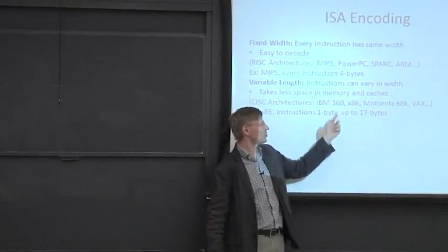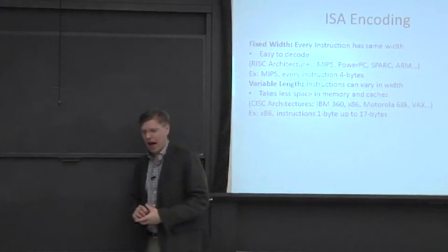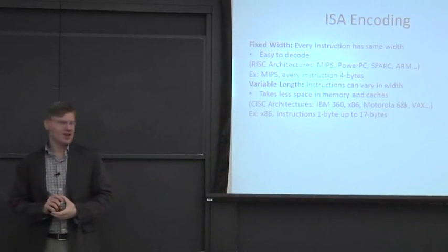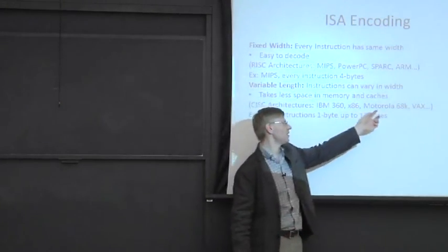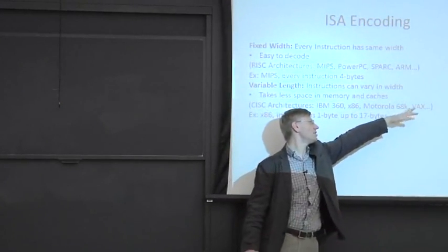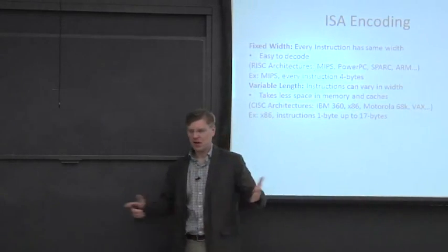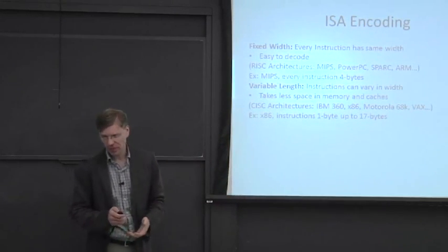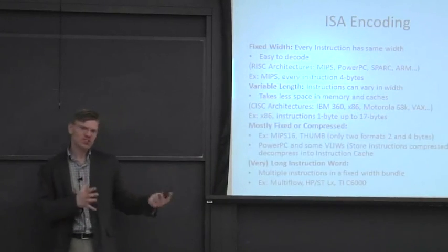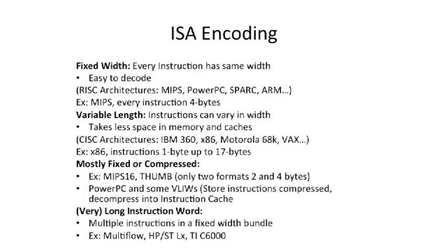And some CISC architectures, you have IBM 360, a good example of a complex instruction set architecture. There's x86, Motorola 68K, VAX. These are all variable length instruction encoding architectures. And now we start to get into something which is a little bit fuzzier. There are things that start to cross over.